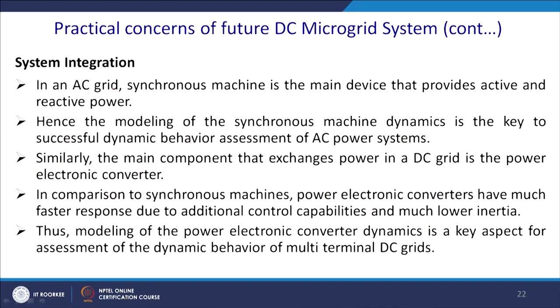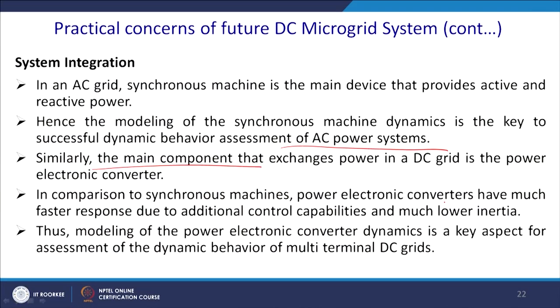So, practical concerns and the future of the DC microgrid: power conversion and other efficiencies will give you more in terms of DC, but protection is one of the concerns. We can conclude our discussion in this fashion: in an AC grid, the synchronous machine is the main device to provide active and reactive power. Hence, modeling of synchronous machine dynamics is key to successful dynamic behavior assessment of the power system. That is what people used to do for the past 50 or 100 years.